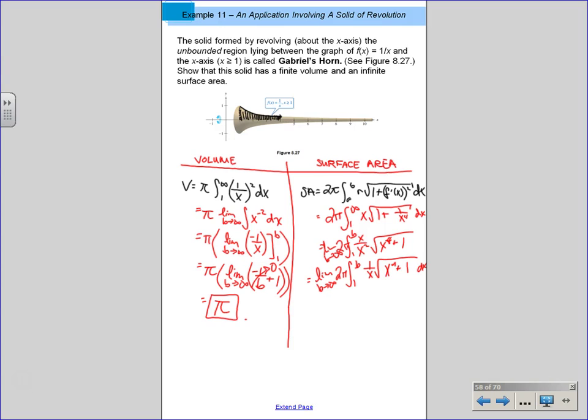Do something like this. Instead of equals, let's do greater than. And you're like, wait a minute, what? And what if I was to do the limit as b goes to infinity of 2 pi times the integral from 1 to b of 1 over x times the square root of x to the fourth? Am I right or am I wrong? Whatever this is, is it going to be bigger than this?